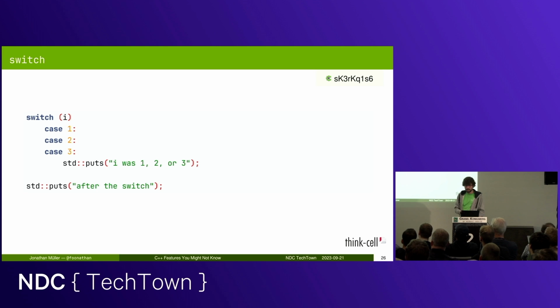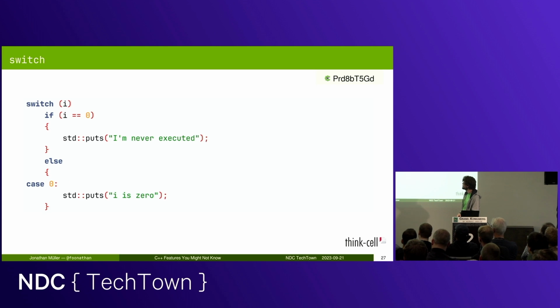You can also combine switch with other control flow. So this is a switch that had a merge conflict with an if else. So we've got a switch. If I is 0, we directly jump to the case and print I is 0. And again, the if condition is never executed because there's no label before that.